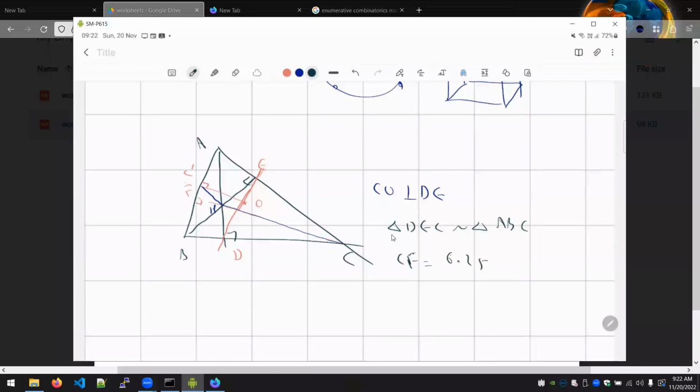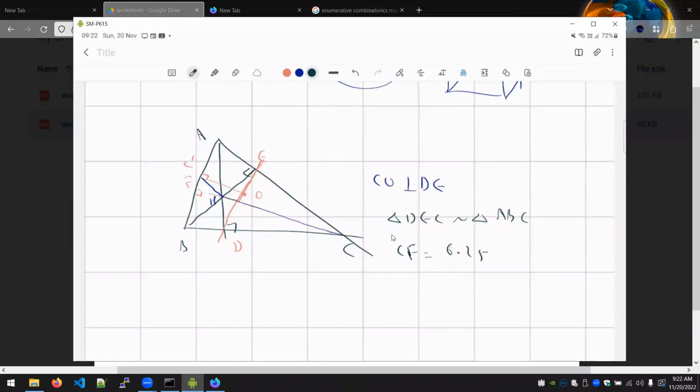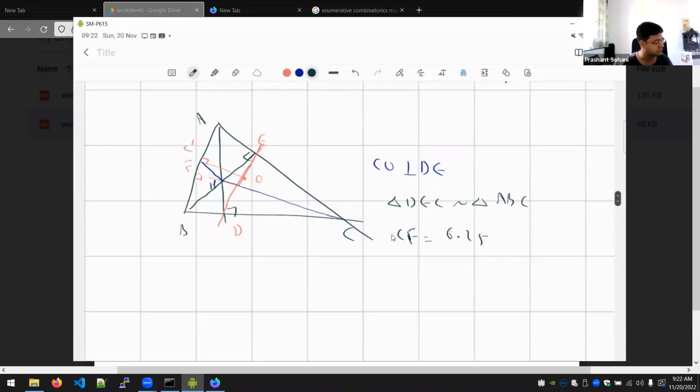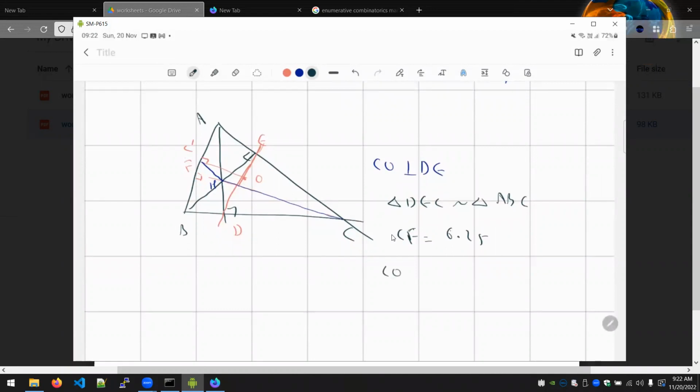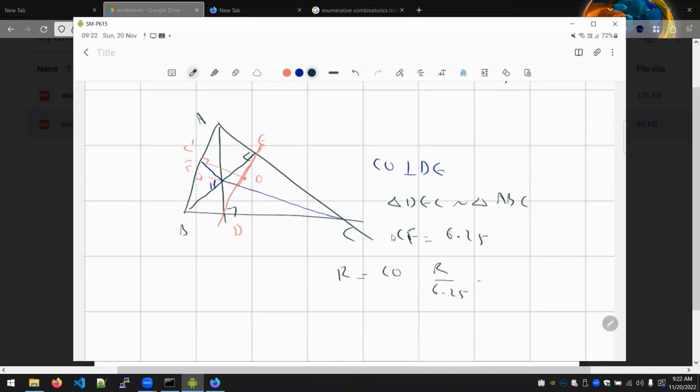So we use the concept of similarity. The lengths of the altitudes are in the same proportion as the lengths of the sides. So in the smaller triangle, the altitude CO has length R, capital R. So R upon 6.25 is equal to X upon R, where X is equal to OC dash. So X is the circumradius of triangle DEC.